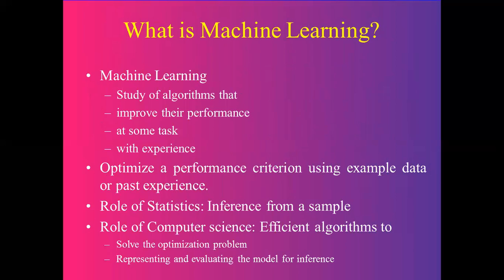So next one is what actual machine learning is. Machine learning is the study of algorithms that improve their performance on some task with experience. We are going to study the algorithms, and based on that study, we are going to improve their performance on some task with experience. That is machine learning.